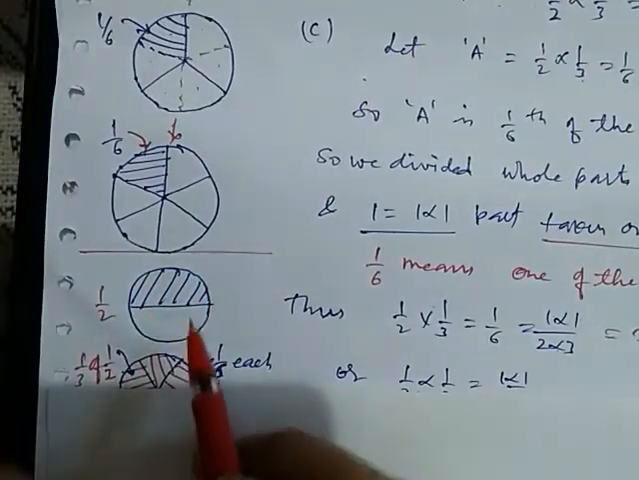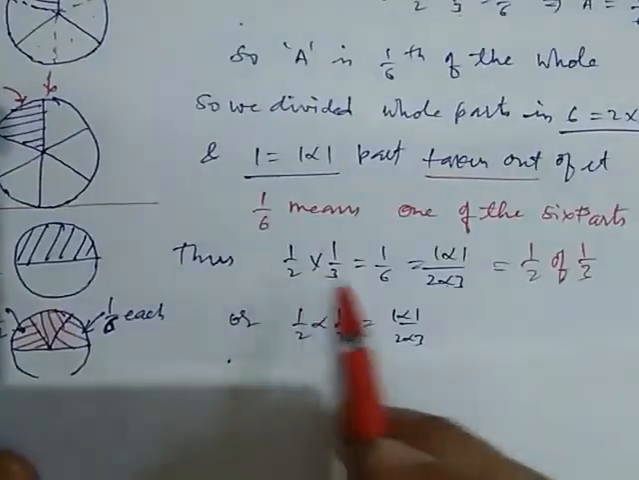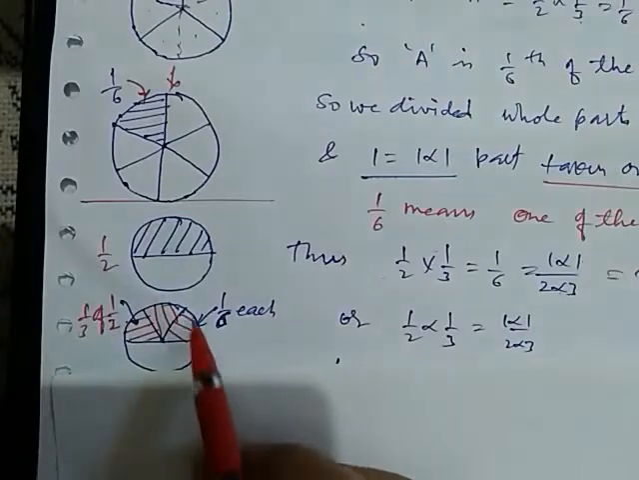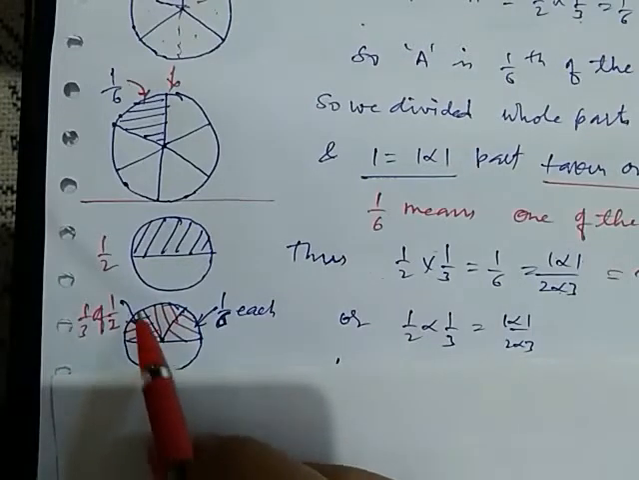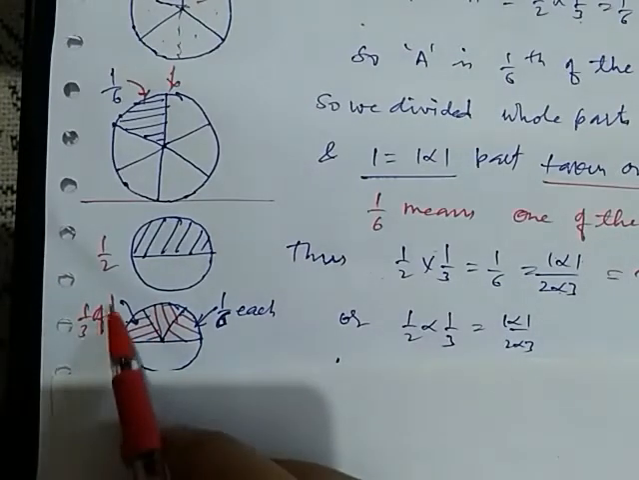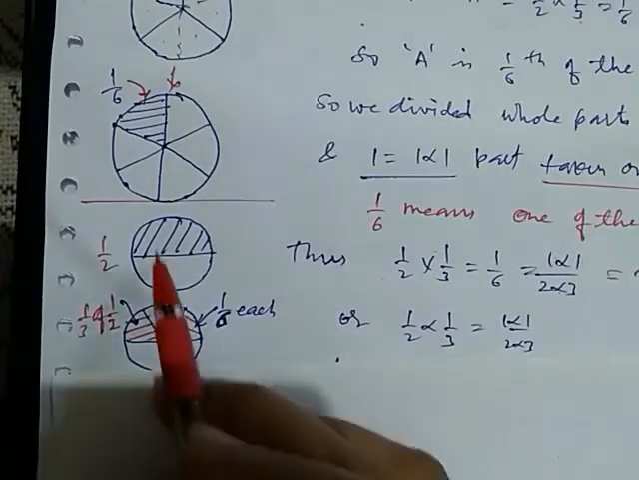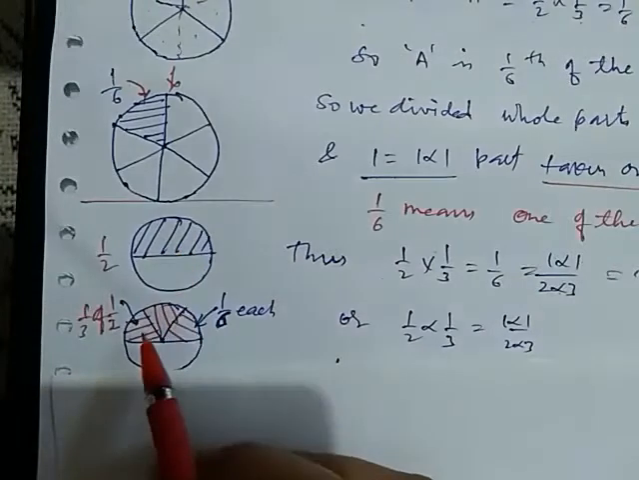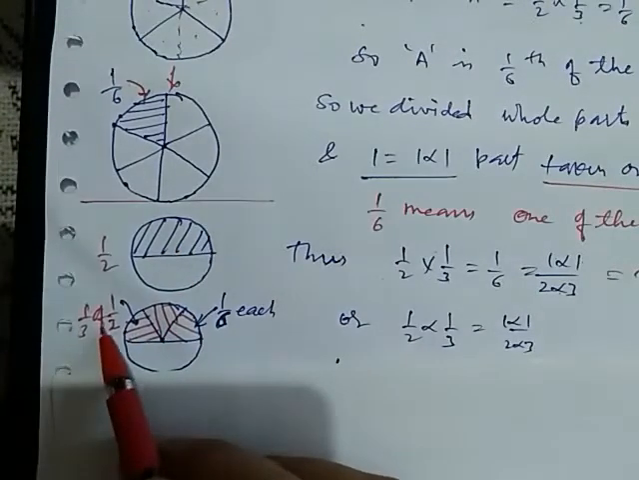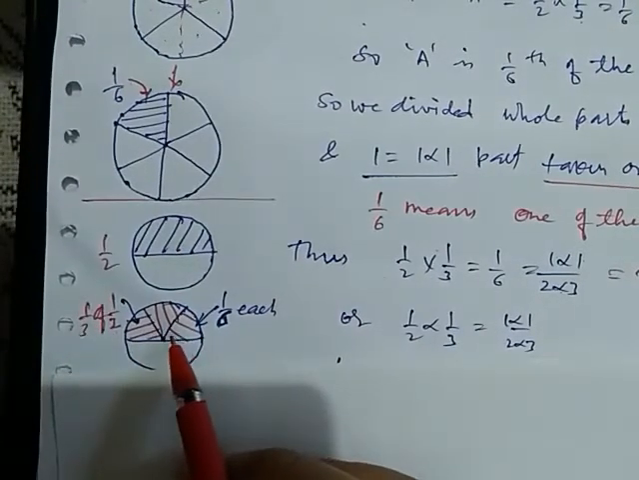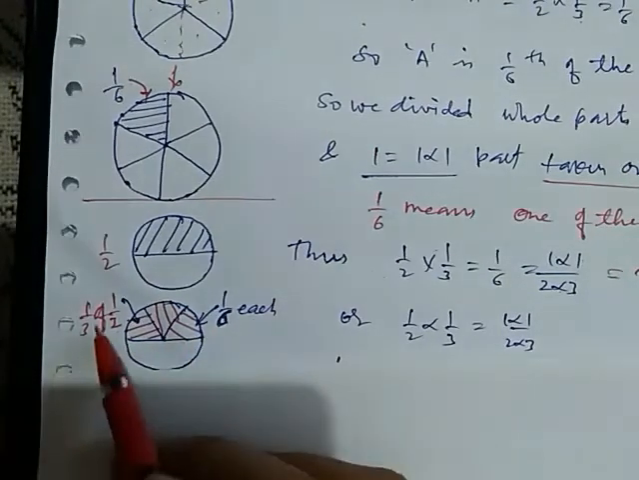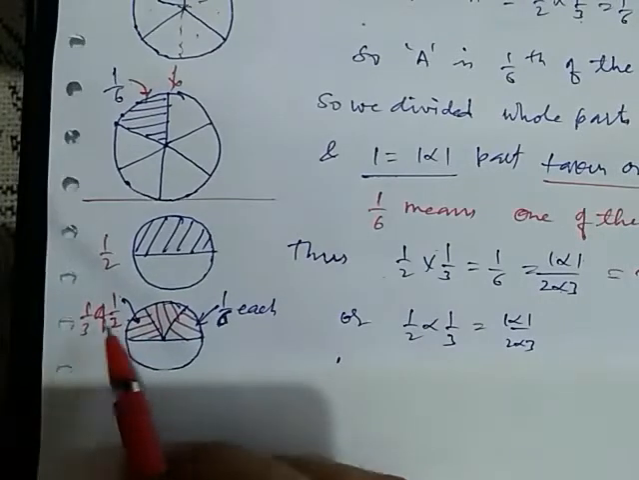Now we want to consider half of 1 by 3. So this upper half part, we make 3 parts of that. 1/3 of half. This is half and we make 3 parts of this. So one part becomes 1/3 of half. And how much is the 1/3 of half? This is 1/6. 1 into 1 and 3 into 2. 3 into 2 becomes 6.